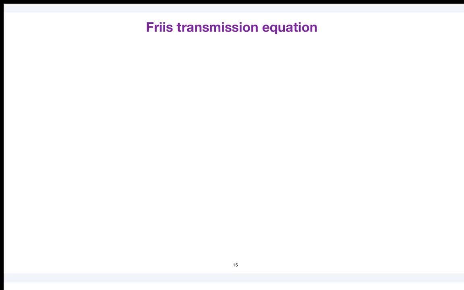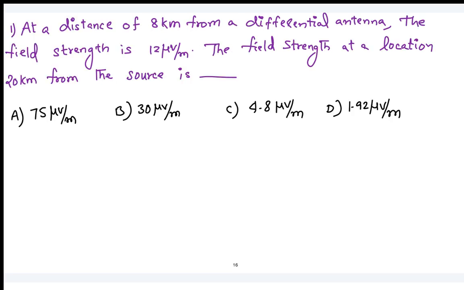Okay. And anyhow, this Friis transmission equation is not there in the syllabus. Okay. In the presentation part, anyhow, I will do the derivation part and I will upload it. Okay. As of now, since time is not there, we'll skip because that is not there in the GATE syllabus. So let us try to solve some problems right now.